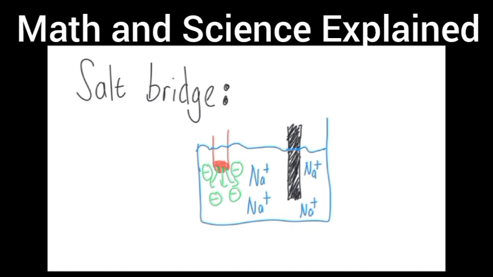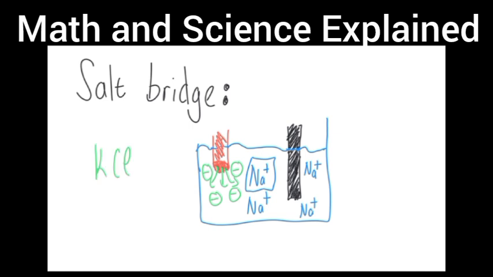To explain what that last bit meant about electrical neutrality, I'm going to explain it with this diagram. This red thing is my salt bridge, and the black is going to be the electrode. As the reaction occurs, we are going to get a large number of positive ions forming through the redox reaction. What the salt bridge then does is provide the oppositely charged molecule.